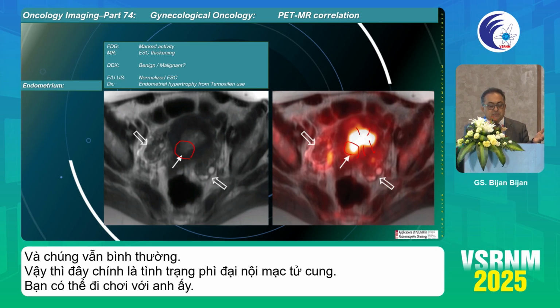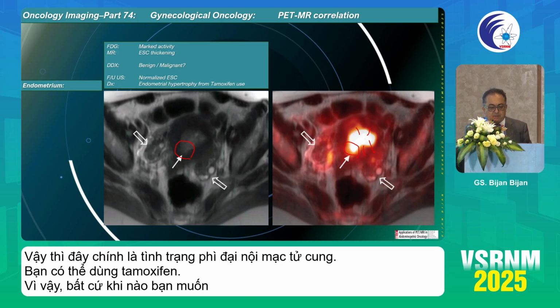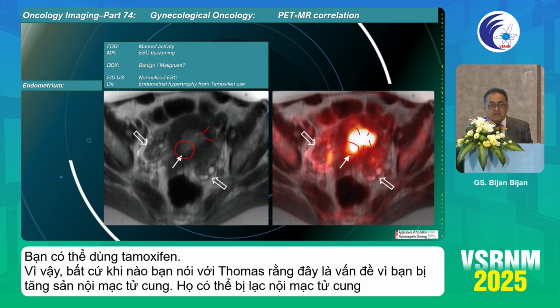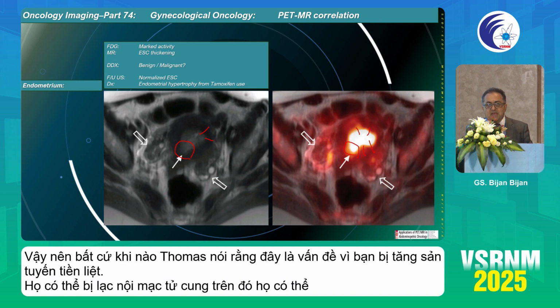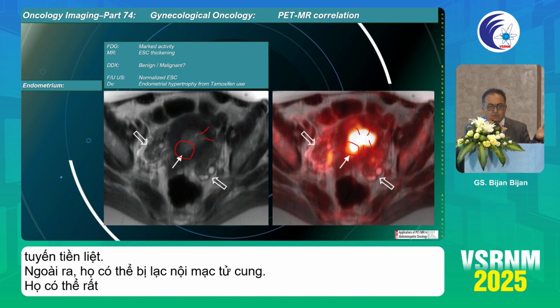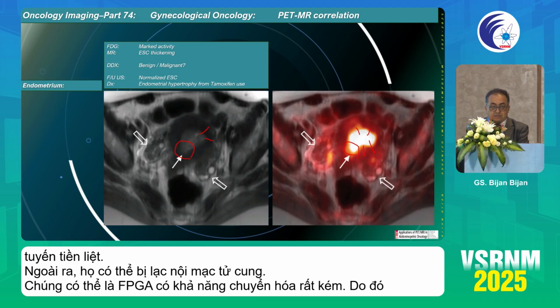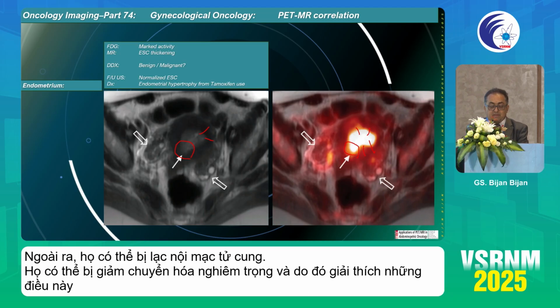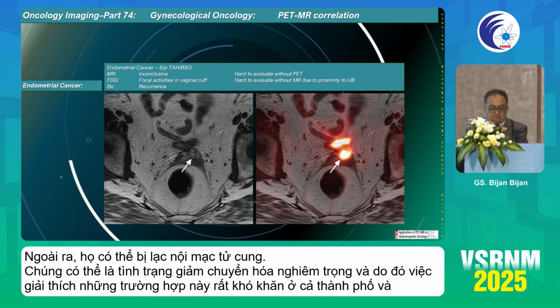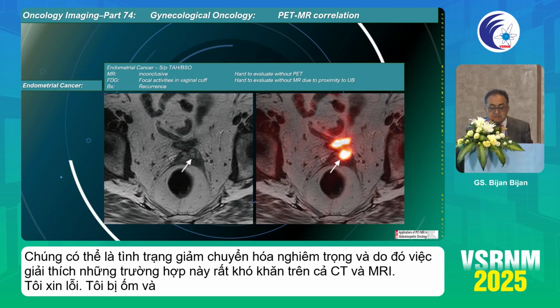So whenever patients are on tamoxifen, that's usually a problem because you have hyperplasia of the endometrium, and they can have endometrial cysts. On top of that, they can be very hypermetabolic on FDG. Therefore, interpretation of these cases is difficult on both PET and MR. Take a look at this case.